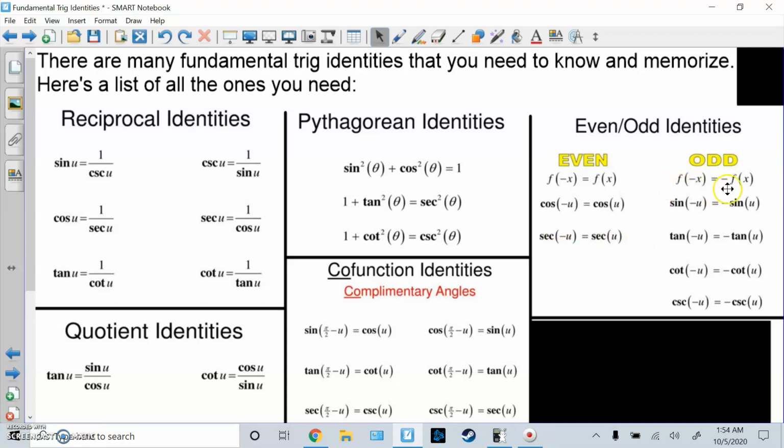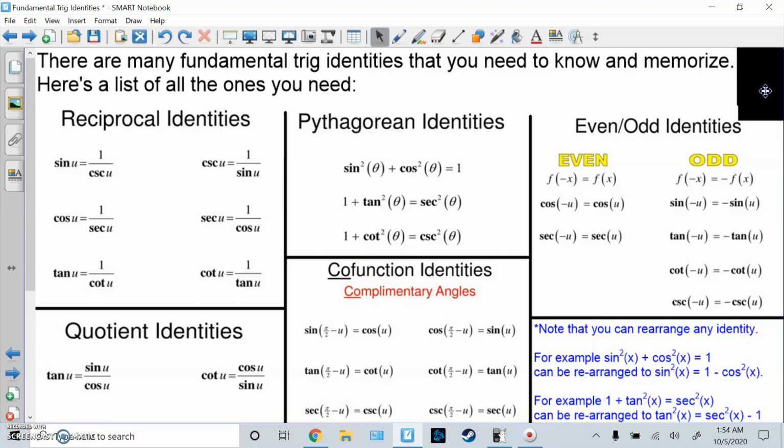Then for odd, originally the function is equal to the negative f of the negative angle, but they just divide both sides by negative 1 to get f of negative angle is equal to negative f of x. Alright, so if you see sine of negative u, you can change it to negative sine of positive u, and so forth.